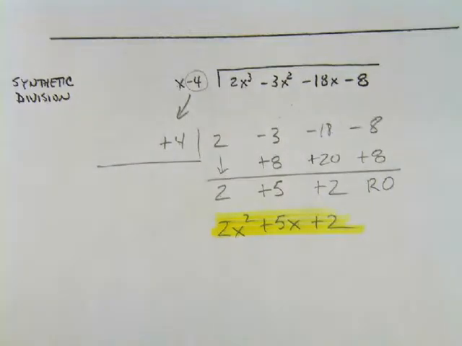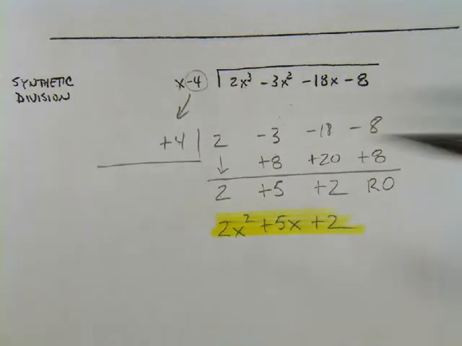So if one of these is the hammer and one's the nail gun, I'd say the synthetic division is the nail gun. Because if you have a good handle on your math facts, you can whip through these really quick.